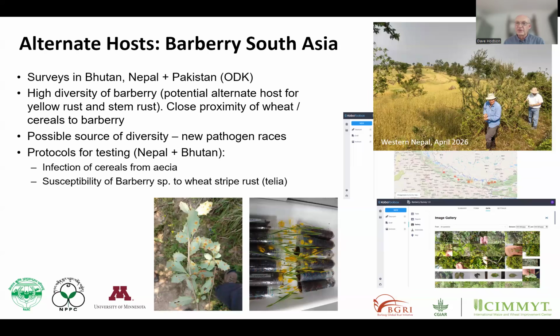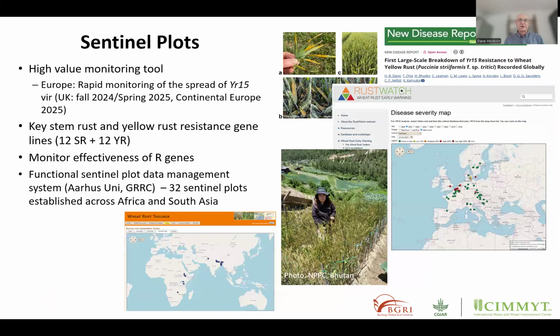There's yellow rust in the wheat crops. There are aecial infections on the Barberry. So we're really looking to see if there's a link between the two. Thanks again to Eugene. We're putting in place protocols with partners in Nepal and Bhutan for testing: is it possible the aecial infections can infect wheat or other cereals? And we're also interested in the susceptibility of different Barberry species to wheat stripe rust. But there'll be another talk on this in this session.